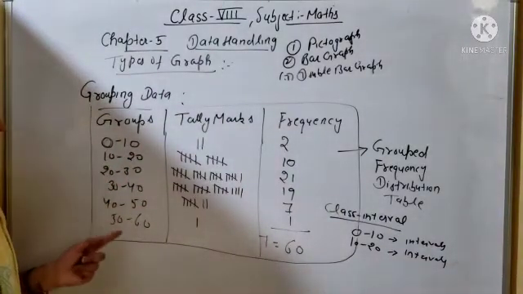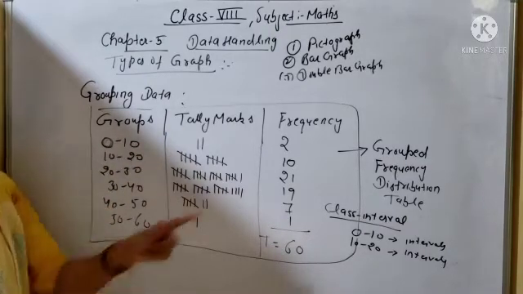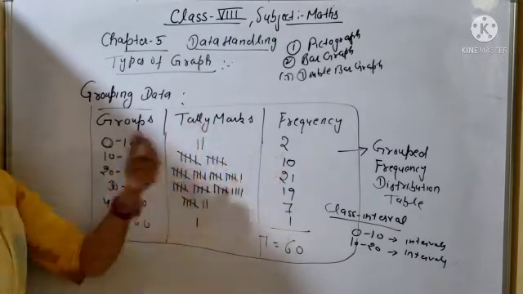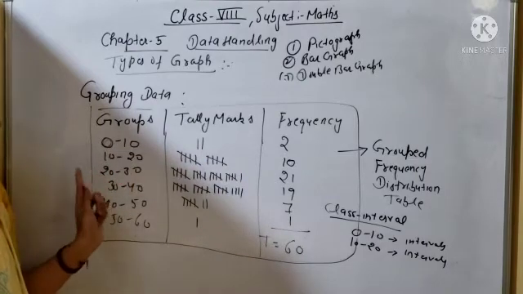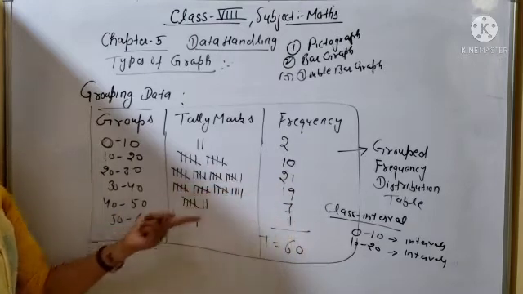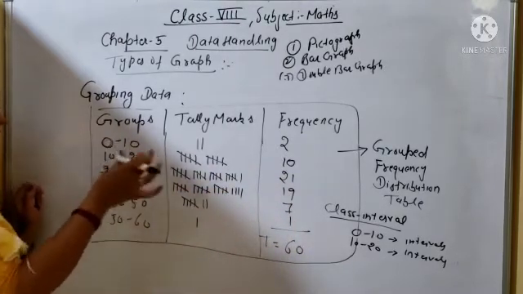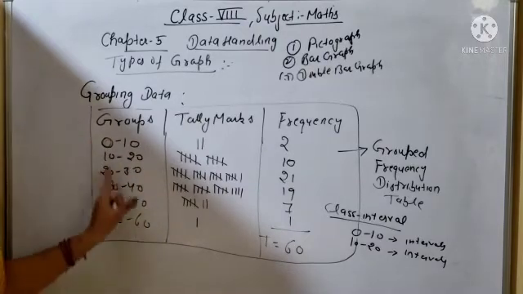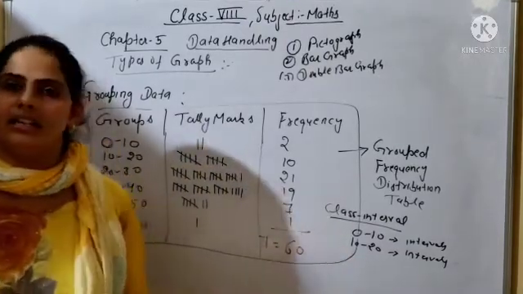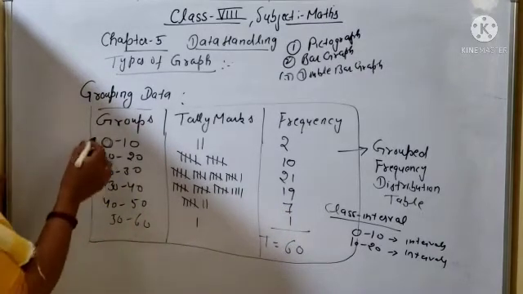When you are writing the grouped data in this form, in between 0 to 10, how many students are there? 2. 10 to 20, how many are there? 10. In between 20 to 30, how many students are getting the marks? 21. Clear? So when you are writing the students in between 0 to 10, 10 to 20, 20 to 30, these are called the class intervals. Clear?